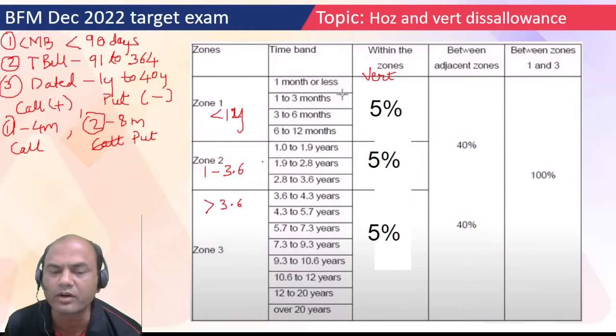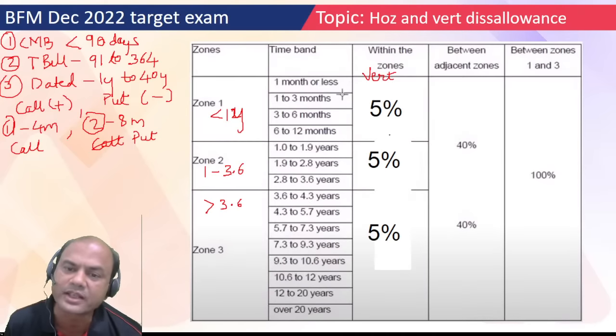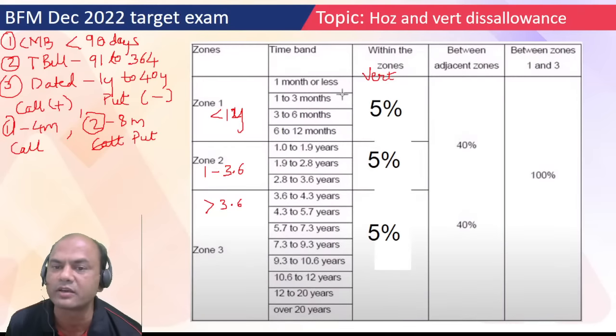This 5% is for what? This is zone 2. And this 5% is for zone 3. So it's for within the same zone. Whenever we adjust within the same zone, it is called vertical disallowance.